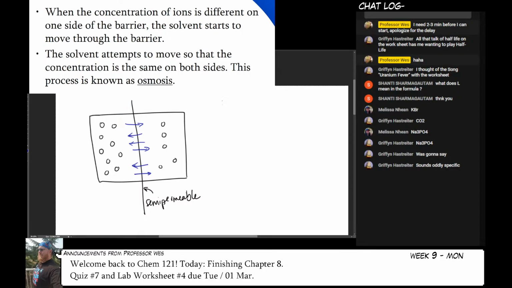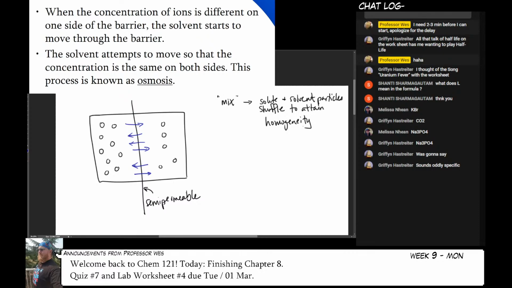Now, all solutions will attempt to mix. And what this means is that solute and solvent particles will shuffle about in random directions until they are homogeneous. So when you let things mix together, like say adding food coloring to water, eventually over time you will have a homogeneous solution. It will attain homogeneity.